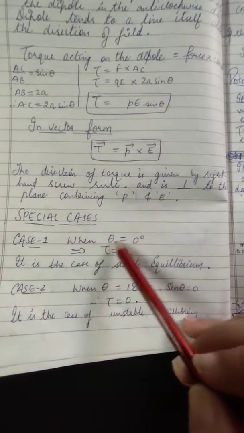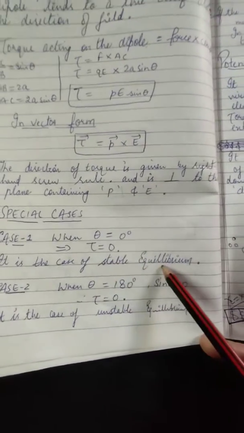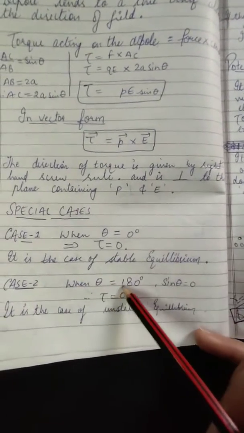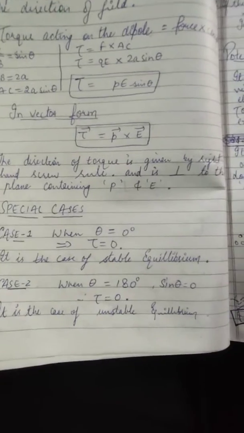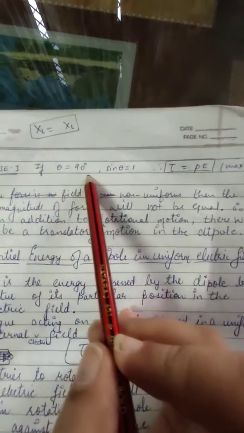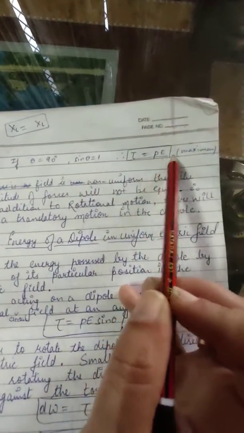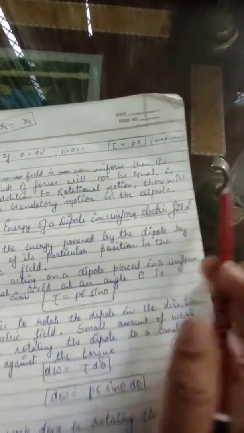Now we come to the special cases. Case 1 is when theta is equal to 0 degrees, tau will be 0. This is the case of stable equilibrium. Case 2, when theta is equal to 180 degrees, sine theta is equal to 0, torque will be 0. It is the unstable equilibrium. And the third case, if we consider theta equal to 90 degrees, sine theta is equal to 1, tau will be pE, that is the maximum.